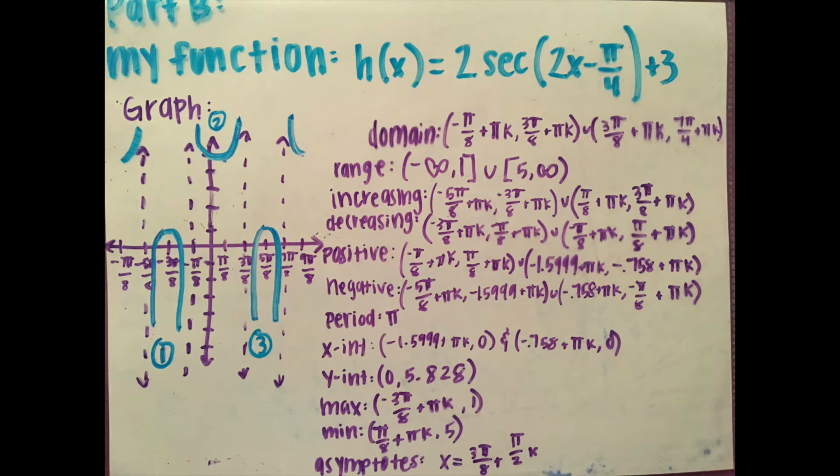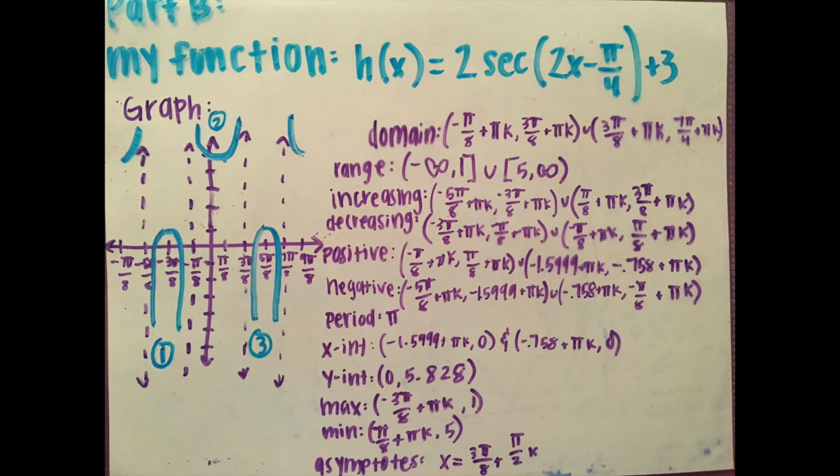I got the maximum of the graph by looking at the first curve. And by looking at that, I was able to get the maximum of my graph to be at pi over 8 plus pi k, comma, 5. And then I got the minimum of my graph by looking at the top middle curve's minimum point. So I got the minimum of my function to be at pi over 8 plus pi k, 5. And so going back to that maximum, it's actually at pi over 8 plus pi k, comma, 1. I said that wrong.